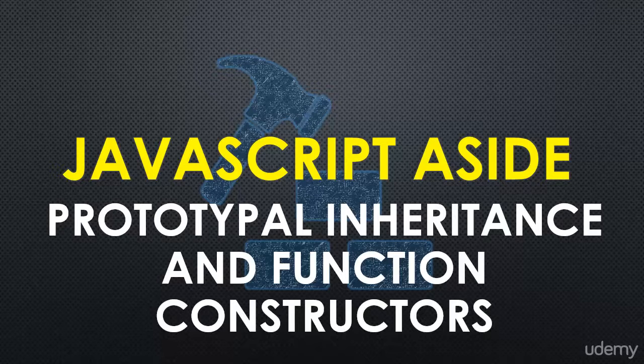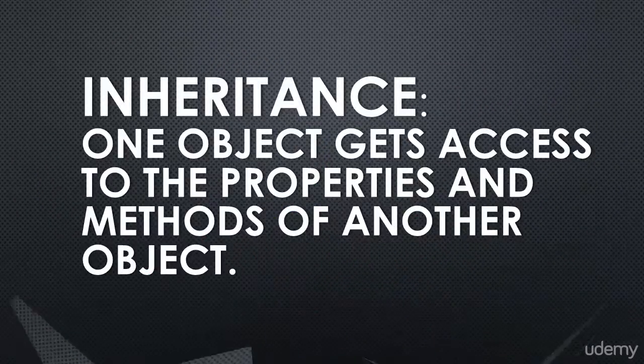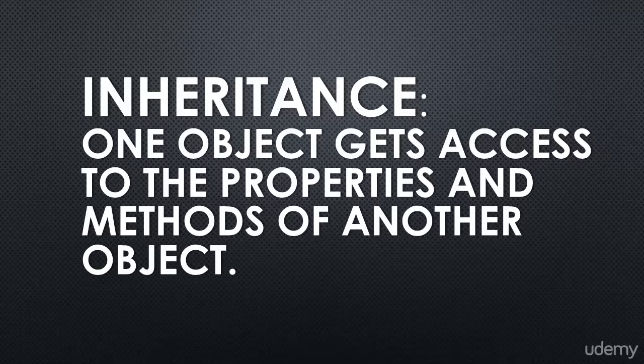For starters, big word alert, inheritance. That's when one object, one collection of name-value pairs, gets access to the properties and methods, that is, other name-value pairs, of another object. So, an object has properties and methods, values and functions attached to it, and your object gets access to the properties and methods of that other object. It inherits those other properties and methods.